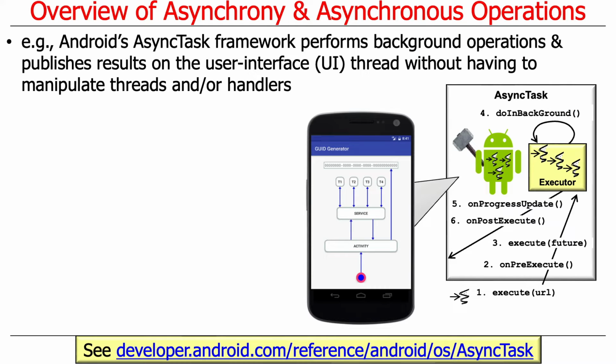There's a whole bunch of different examples of this. One that I like, but unfortunately has been deprecated, was Android's AsyncTask framework, which allowed background operations to run asynchronously, hence AsyncTask, and it would eventually publish the results on the user interface thread without the programmer having to manipulate threads or various kinds of other lower level features that were available in the underlying Android framework.